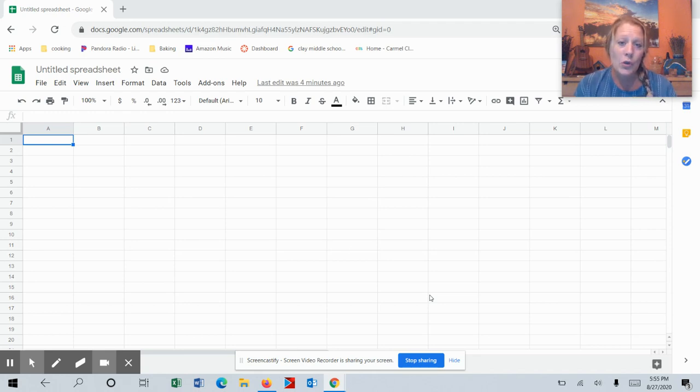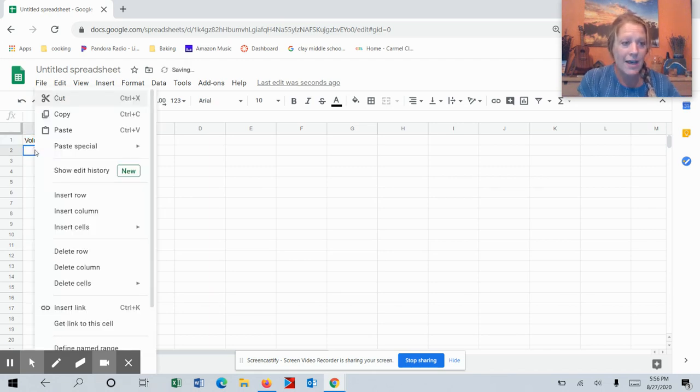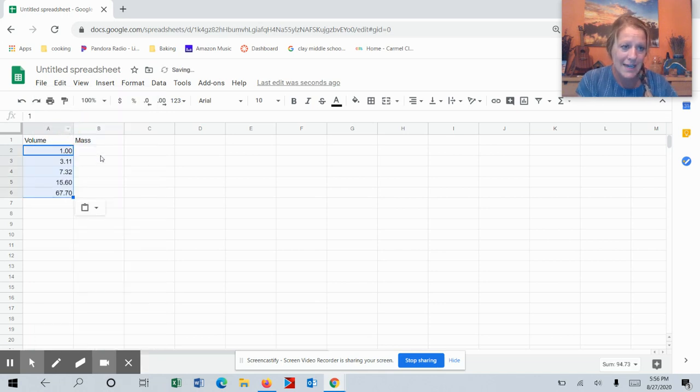What I could control, what I could change, is my cause, and I will place whatever you want as your independent on the x-axis. So I chose the different volumes. Whatever is affected by your cause is on the y-axis. The y-axis is the effect or the dependent variable. For me, it was mass. I'm going to go ahead and place my volume data in and my mass measurements.